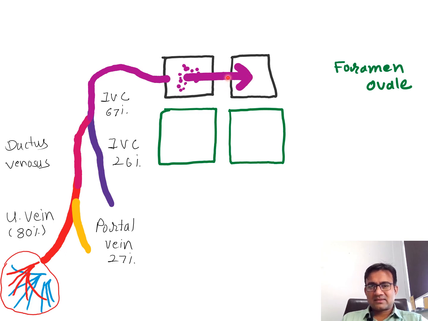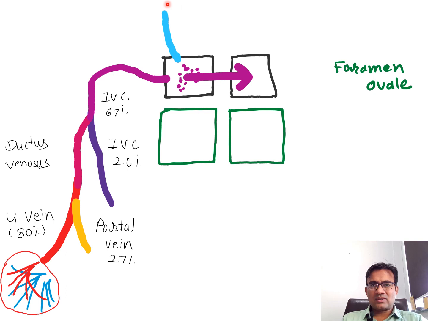There is some patent opening, and that is known as what? Foramen ovale. So here the foramen ovale is intact. Normally it is not present in an adult, but here the foramen ovale is there, from where right atrium blood is coming to the left atrium. Now we will see further.